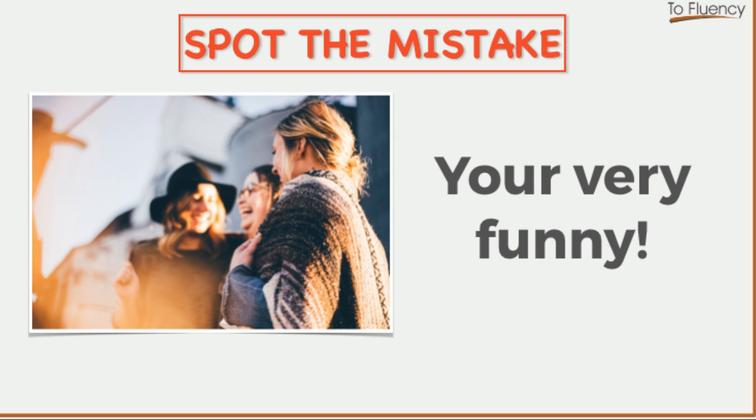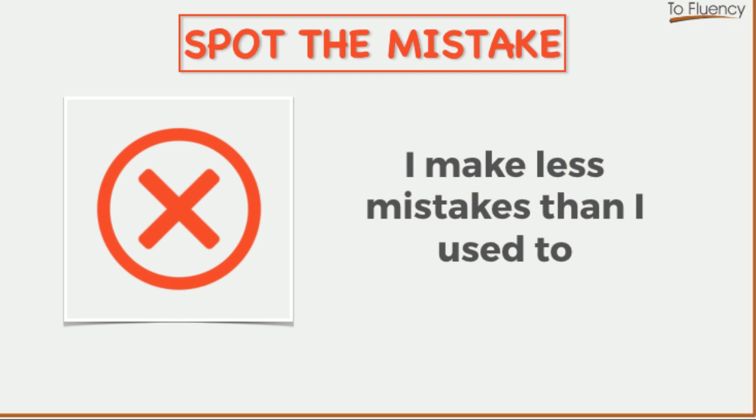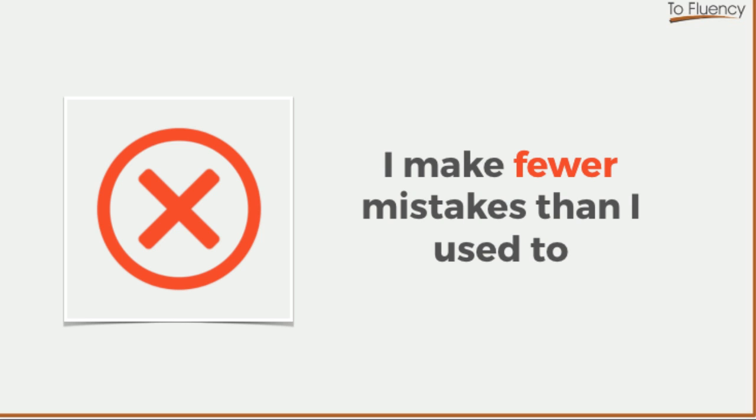So the first one, you're very funny, is a spelling mistake. We need that apostrophe to make it you are. And the reason people make this mistake is because they sound the same. The next one, I make less mistakes than I used to. I make fewer mistakes than I used to. And again, I'll leave a link to a great explanation about this difference.